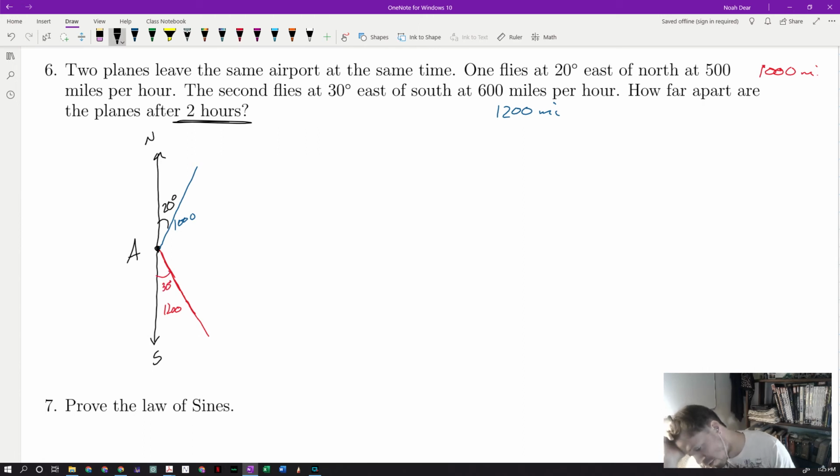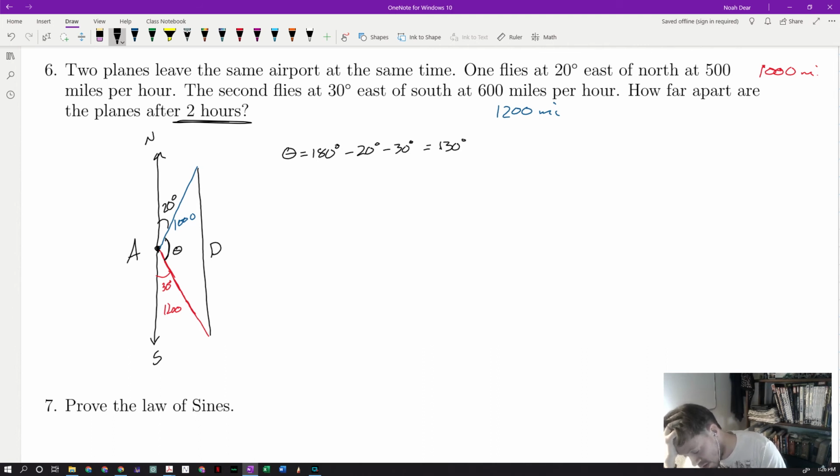And we want to know how far apart the planes are after 2 hours. So I want to find this length. This is the distance d, I'll say. So I need this angle in here. That angle is going to be 180 degrees. Let's call this theta, it doesn't really matter what we name them as long as we use the formula appropriately. So theta is going to equal 180 degrees minus 20 degrees minus 30 degrees. So that's 130 degrees total.